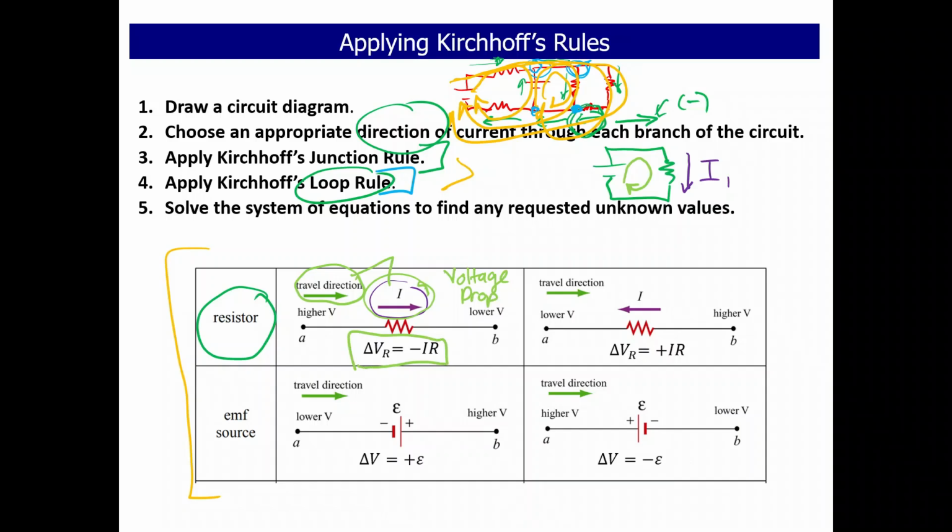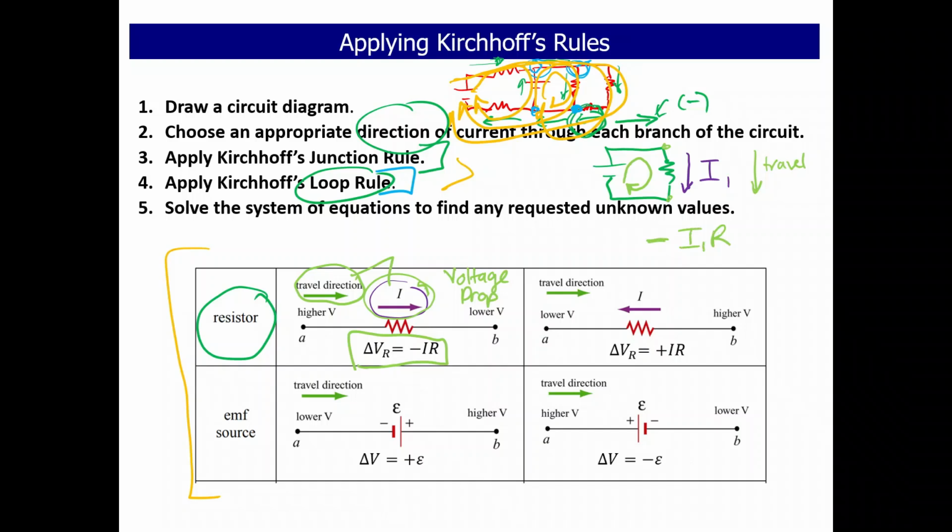Here, the way I have this drawn in this example, my travel direction would be from top to bottom as I pass through that resistor. So when I write a loop rule for this loop, that is going to be a minus I1 R1 through that component.